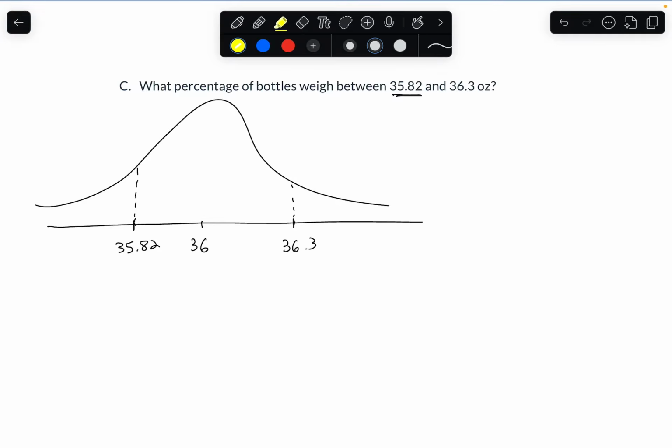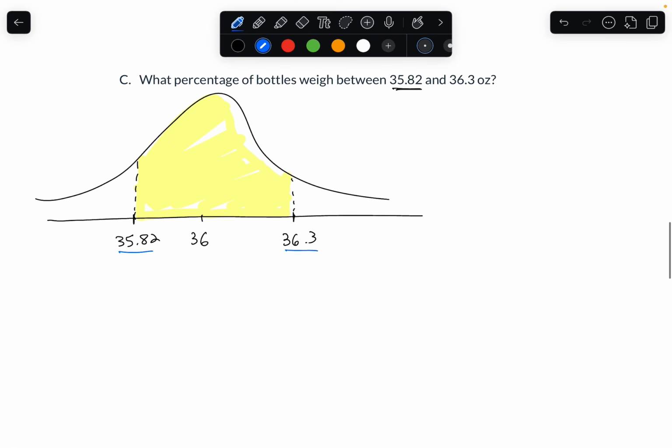And I want to find the percentage between these two values. In other words, the area between these two numbers on my normal curve. So in this case, because I have two separate observations, I am going to have to find two separate z-scores. So let's start by finding the z-score.